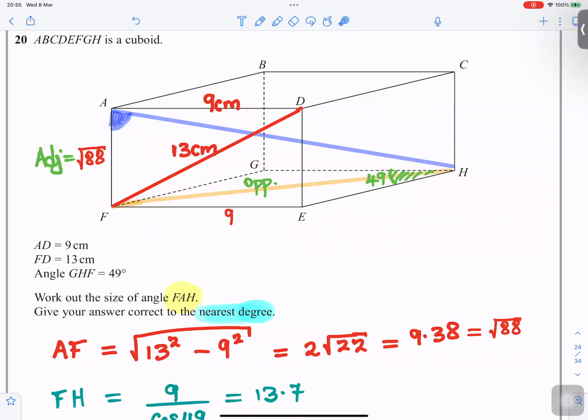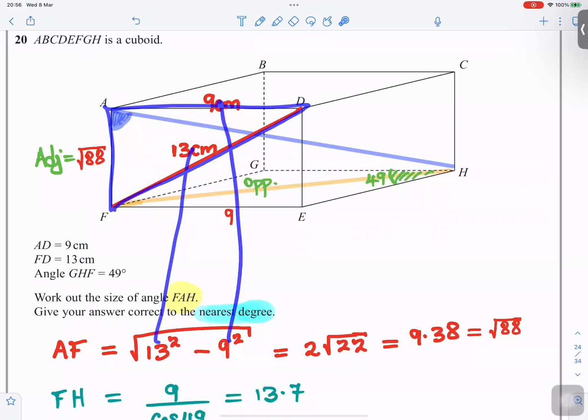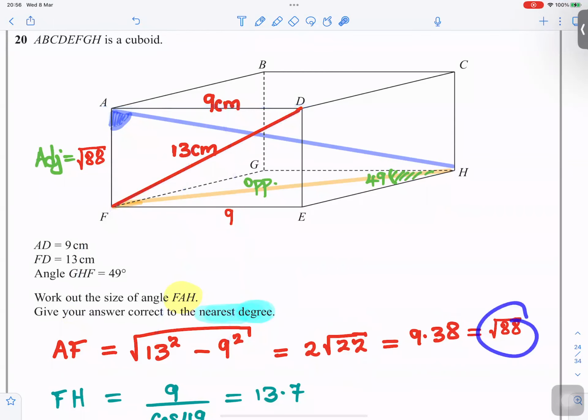So we're going to work out the sides for the triangle where we need and then use that triangle. So let's start by finding AF. AF is that height there. We use Pythagoras. Using this triangle, 13 squared minus 9 squared and square root of that, it gives us 2 root 22 or root 88, and that is AF. So that's the first thing, find AF.